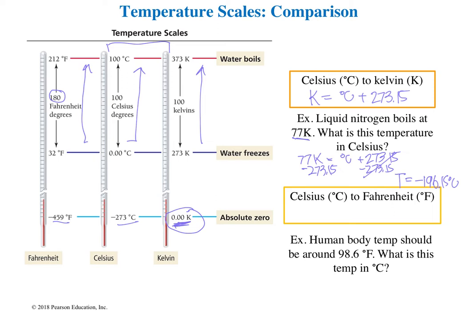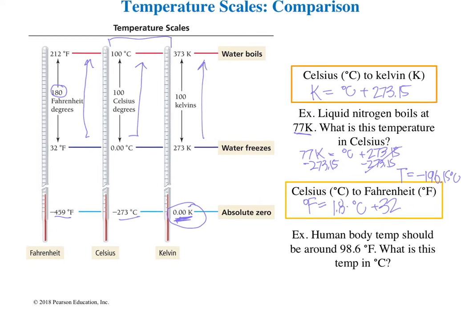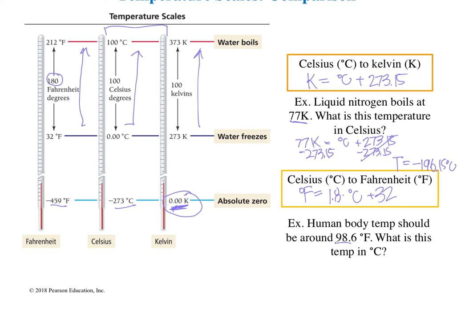To convert between Celsius and Fahrenheit, we have this equation: Fahrenheit equals 1.8 times degrees Celsius plus 32. So a little bit more complicated, different algebra. We're going to calculate the body temperature from Fahrenheit to Celsius. So we plug that in: 98.6 degrees Fahrenheit equals 1.8 times degrees Celsius plus 32. So we're going to subtract 32, and when we do that we get 66.6.